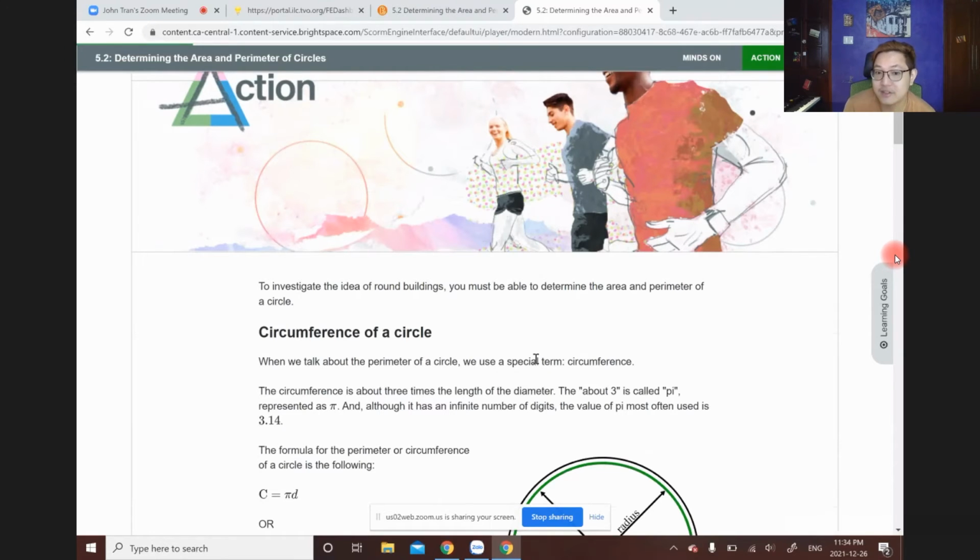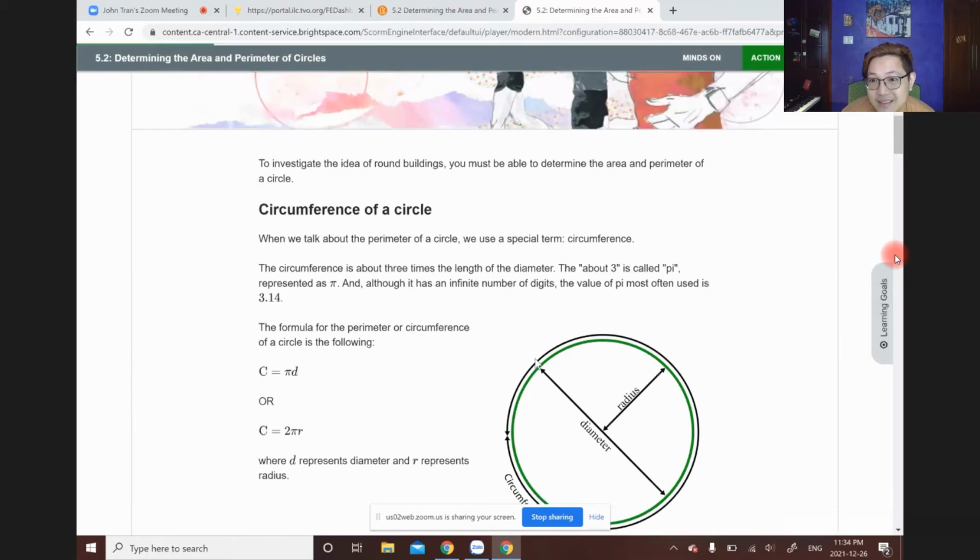It's an infinite number of digits, it doesn't end. Like 3.1415 something, and there's a lot of things after that. So basically we just use the value of pi, most often 3.14, because it's easy that way.